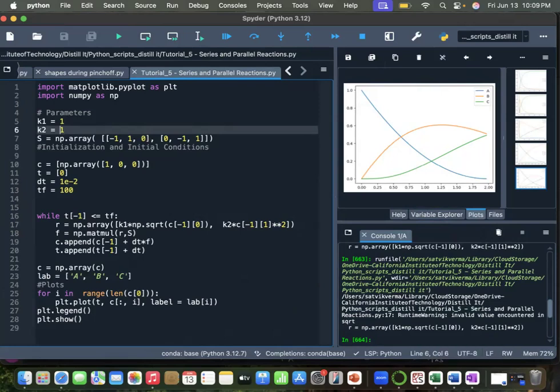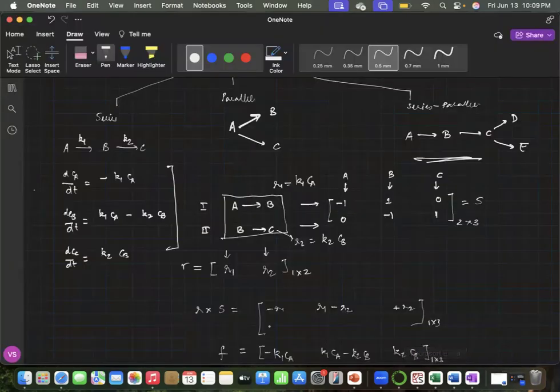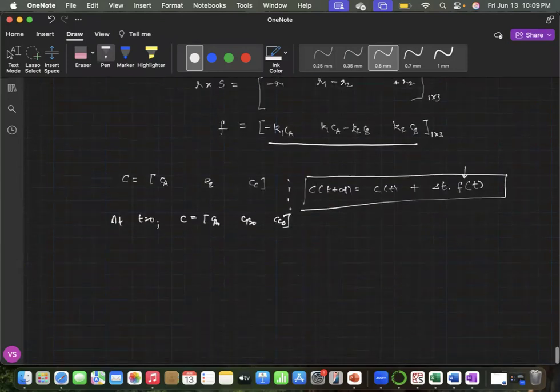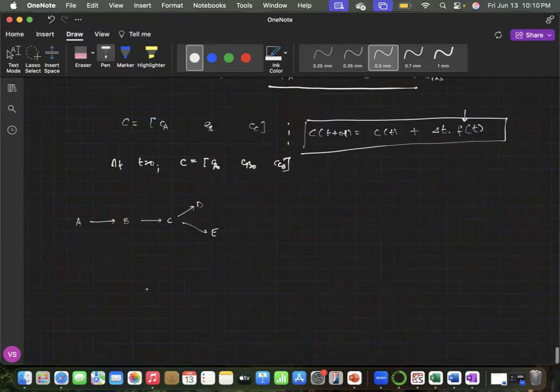But let's move on to series parallel reactions, because that is something that is very complicated, and this method makes it a lot easier to deal with it. So let's deal with this kind of reactions, right? So we have the series parallel reactions. Say A goes to B, goes to C, which eventually ends up forming D and E, right? So now in this, we would have four rate constants, K1, K2, K3, and K4.